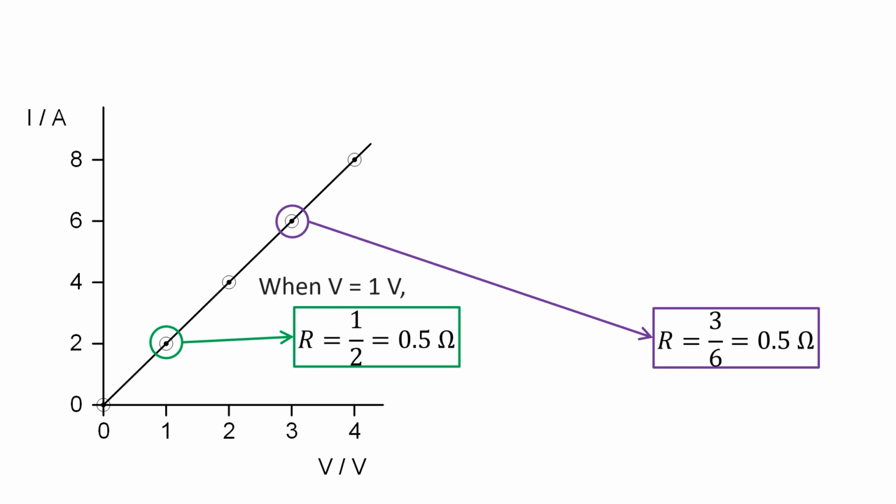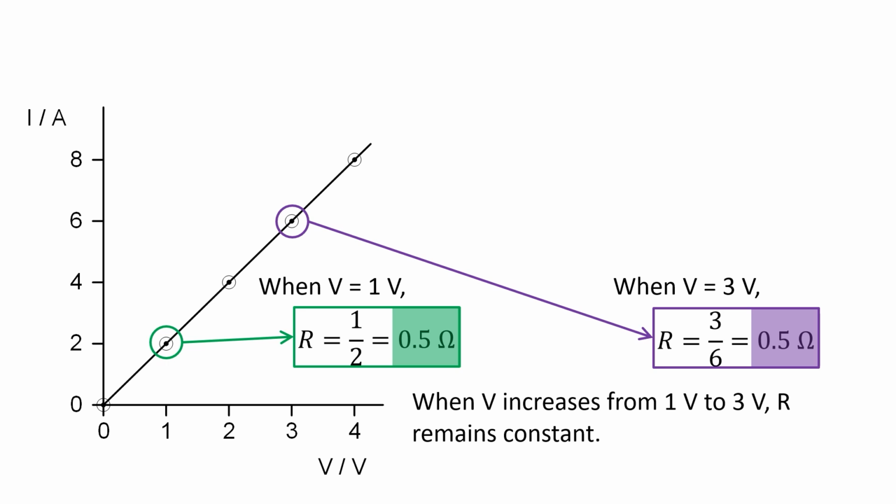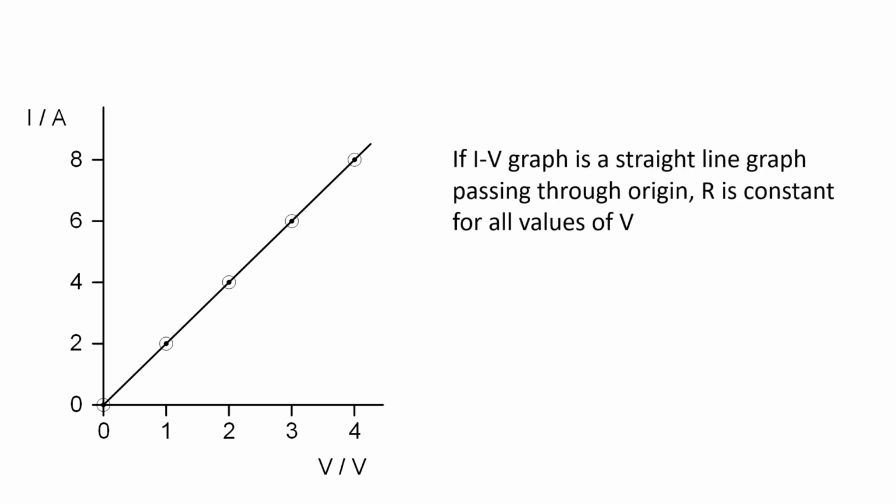To summarize, when V is 1 volt, R is 0.5 ohms. When V is 3 volts, R is still 0.5 ohms. So as V increases from 1 volt to 3 volts, R remains constant at 0.5 ohms. Therefore, for an IV graph that is a straight line passing through the origin, the resistance of the conductor is constant for all values of V.